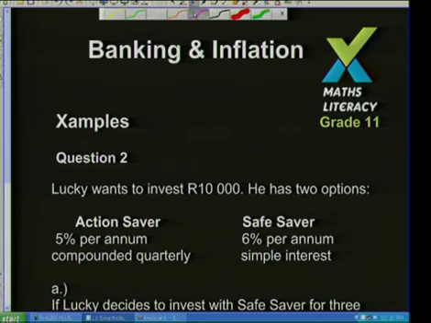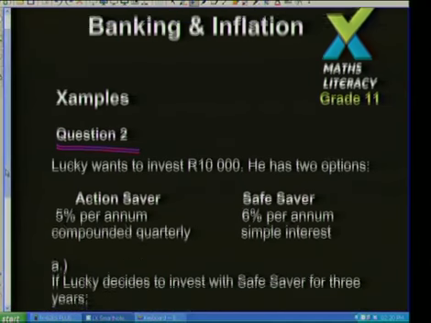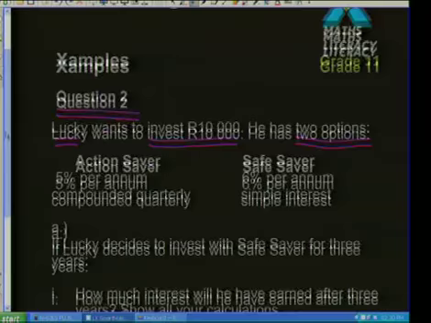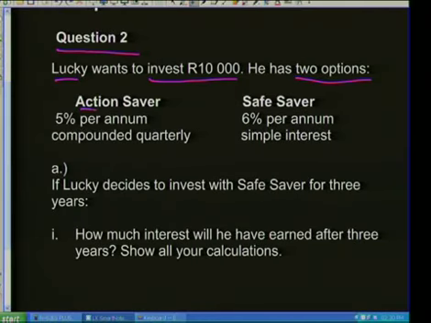Now, to explain simple and compound interest, the best thing to do is actually do an example. So let's look at the example we have here. This is question 2, and now we're dealing with Lucky, and he wants to invest 10,000 Rand, and he has 2 options. His first option is the Action Saver account, which gives him 5% per annum compounded quarterly. And the second option is Safe Saver, which is 6% per annum simple interest.